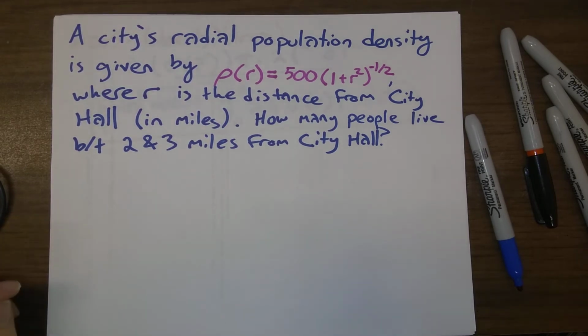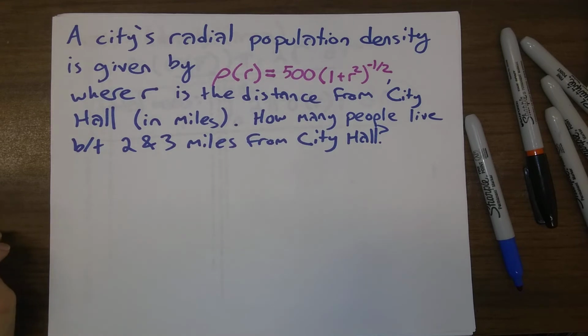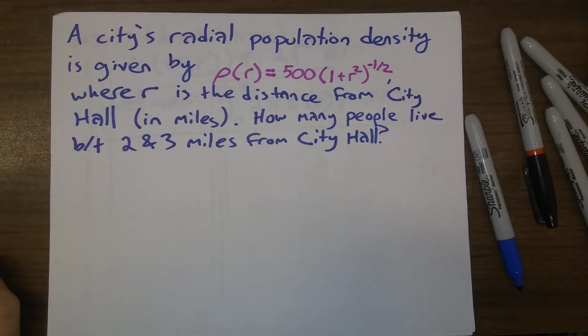So a city's radial population density is given by rho of r. Here I'm using rho instead of using sigma as before. That shouldn't bother us. Rho of r equals 500 times (1 plus r squared) to the minus 1/2, where r is the distance from City Hall in miles. So how many people live between 2 and 3 miles from City Hall?